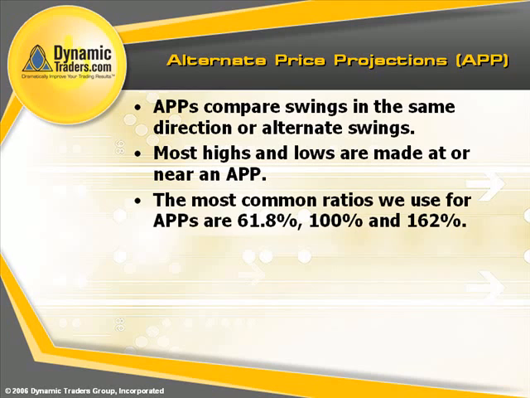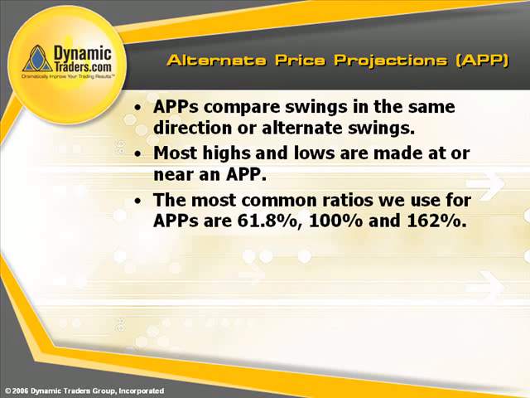So we would anticipate that more than likely, if the market reached this 62% retracement, which is overlapped by the 100% alternate price projection, that's likely to be a pretty important resistance zone. 50% is not likely to be important because it doesn't have any alternate price projection near it. And the 78.6% is less likely because the alternate price projection is so far above it.